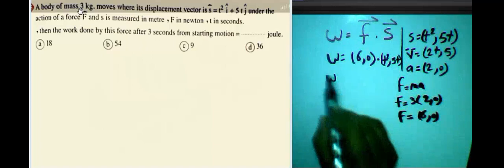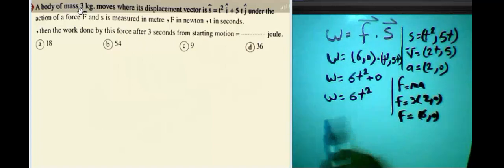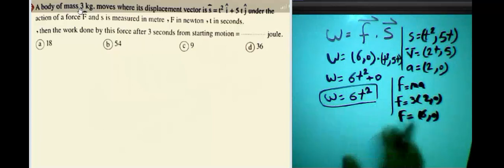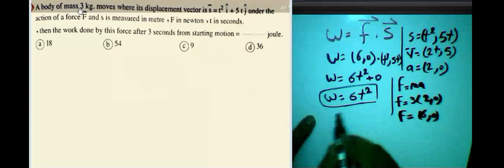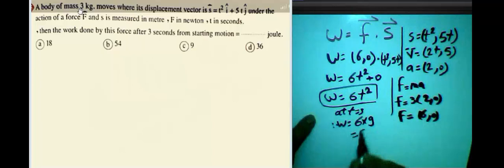Then the work will be equal 6t power 2 plus 0 equals 6t power 2. He tells us to find the work after 3 seconds from starting motion. We get the work by putting t equal 3, then work equals 6 times 9 equals 54 joule.